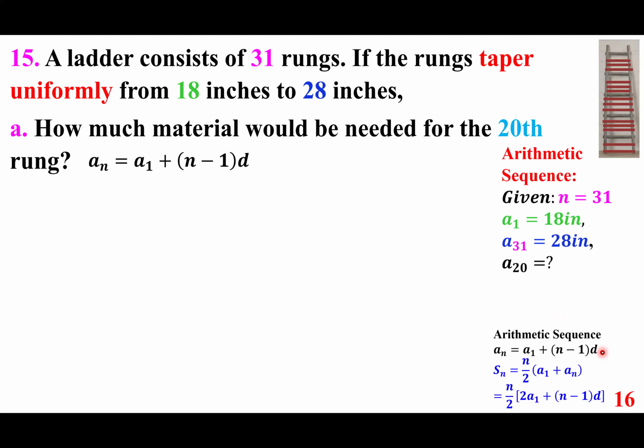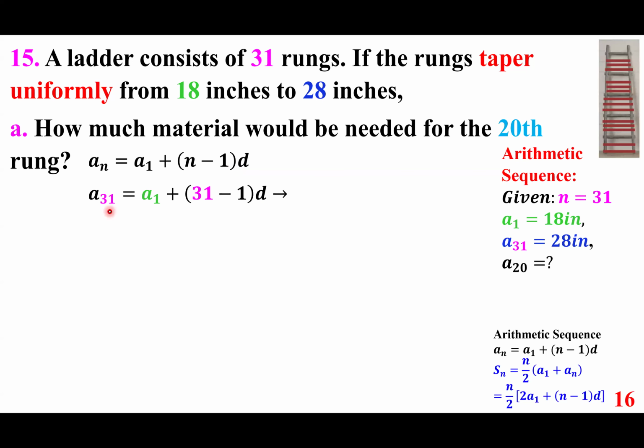We use that to find the missing d, since A sub 1 is given, because an arithmetic sequence is known as long as we have two things, the first term and the d. So we know that A sub 31 is 28. So we're going to write A sub 31 is A sub 1 plus 31 minus 1 times d, and A sub 1 is replaced by 18.